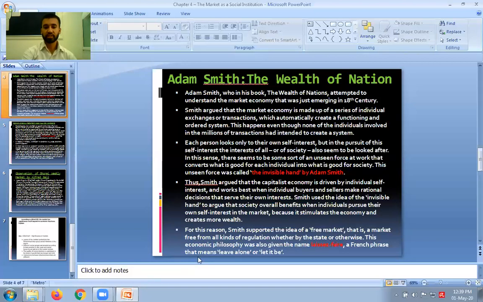Okay, so for this reason, Smith argued the idea of a free market. I've already discussed with you what a free market is all about. So for this reason, Smith supposed the idea of a free market, that is a market free from all kinds of regulations, whether by the state or otherwise. When it is written state here, then it means government.